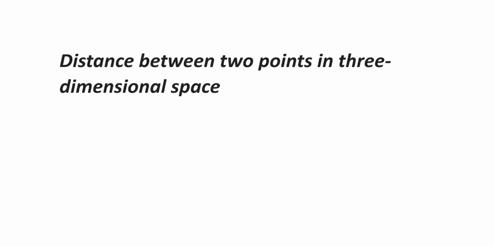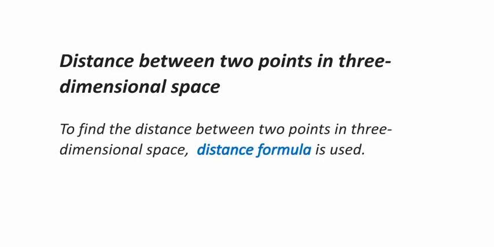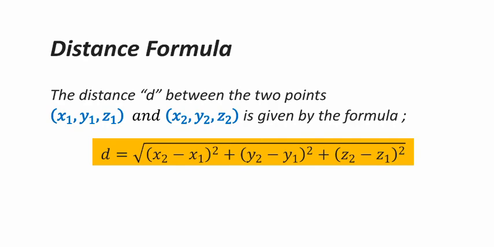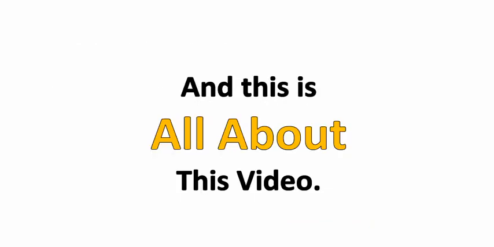Distance between two points in three-dimensional space. To find the distance between two points in three-dimensional space, the distance formula is used. Distance formula: the distance d between the 2 points x1, y1, z1 and x2, y2, z2 is given by the formula. This formula is similar to the formulas used in the two-dimensional plane except for the additional z coordinate.